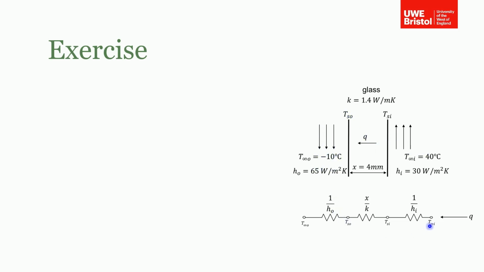right. And again, drawn as analogous to an electrical circuit, you're going from the bulk fluid temperature on the inside with this thermal resistance to the surface temperature on the inside, then through the window with this thermal resistance to the outside, and then back to the bulk fluid temperature on the outside.